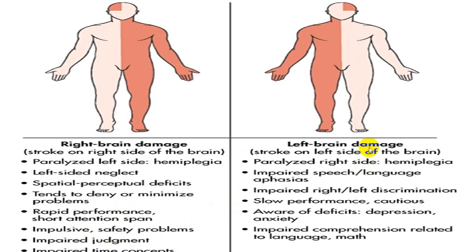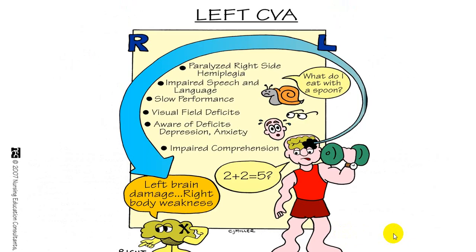While left side brain damage causes right side hemiplegia, impaired speech and language, aphasias, particularly Broca's aphasia, because by and large the majority of people are right-handed. Slow performance, impairment in right and left discrimination. The person may have depression, anxiety, and may even have acalculia, agraphia, agnosia, etc.